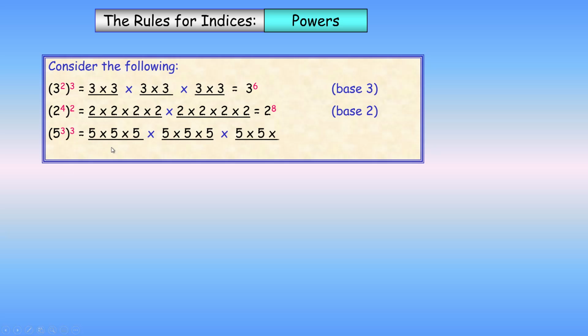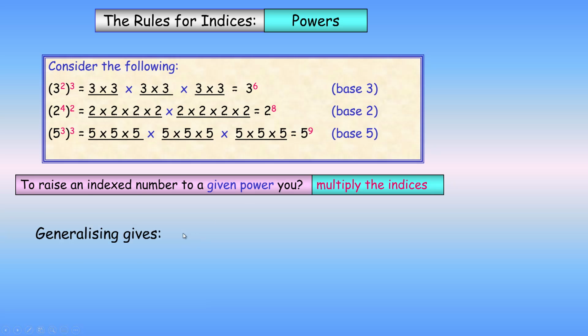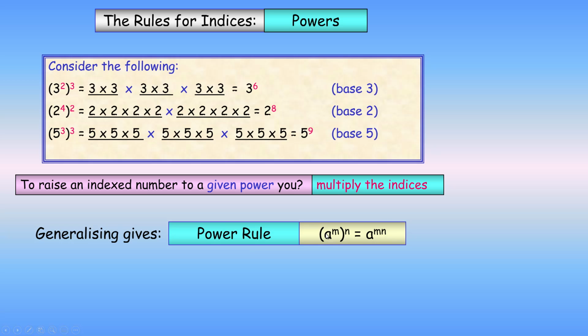5 cubed, 3 times. So that's 5 cubed times 5 cubed times 5 cubed. Count all the 5s, it gives us 9. But if we multiply the indices, 3 times 3 also gives us 9. So, to raise an index number to a given power, we multiply the indices. And the general form is a to the power of m, to the power of n, gives us a to the power of mn, or m times n.